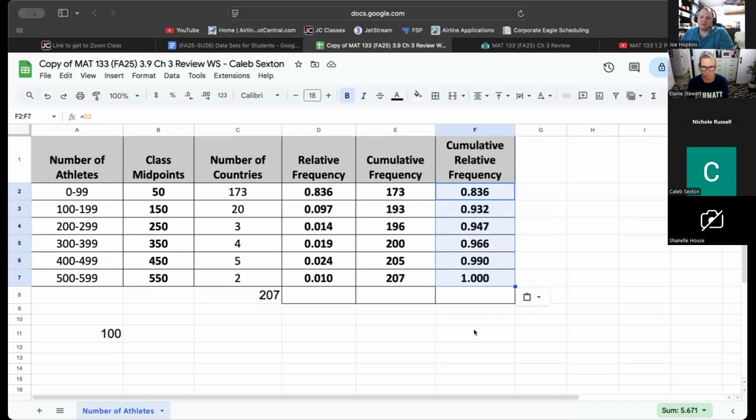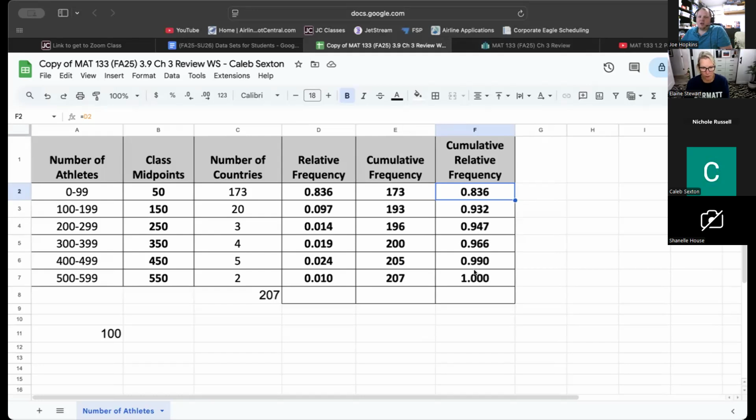And so if you click on cell F2, you can see that the formula for cell F2 is D2, which is two spaces over, because Google Sheets is smart enough to know when you copy all of your formulas over one cell, it has to change all those cell references to just one cell over. So now what it's doing is it's taking your relative frequencies, grabbing the first one, and then summing up the rest of them. And you can see that the last one is 1.0, which is what it needs to be.